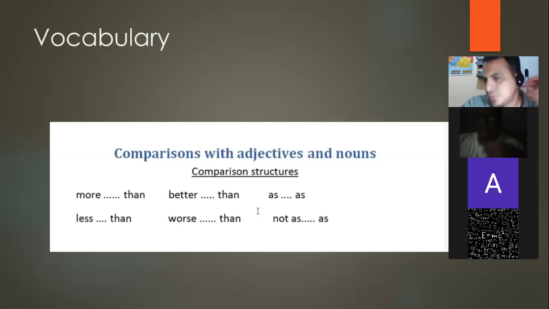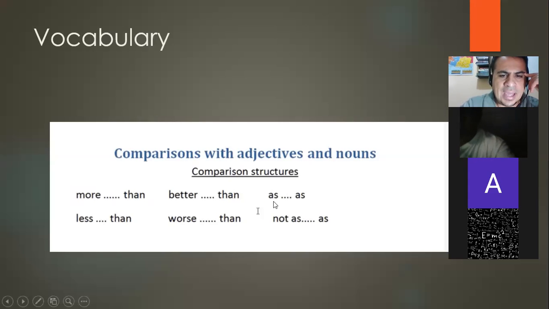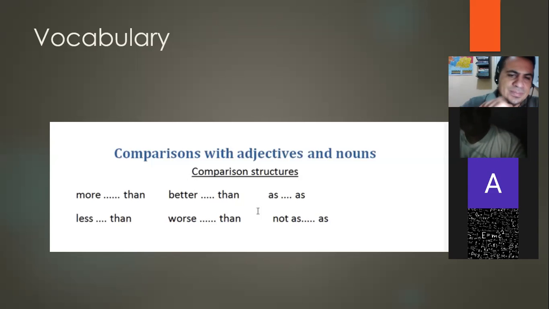So, el vocabulario y las estructuras es igual para los cuatro. La estructura que vamos a usar es esto, comparison structures. We're going to use more than, less than, better than, worse than, as or as, not as and as. Okay, ya la vamos a poner junto todo. Remember this, comparison with adjectives and nouns, okay? This is the same structures that are in all videos. El primer video cubre las primeras dos y el segundo video cubre las otras dos.